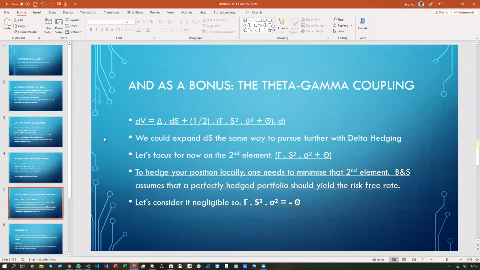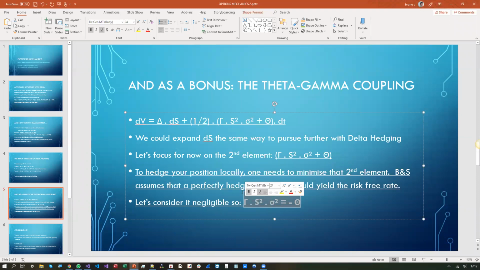So this is what it is. I just repeat the same formula. For delta hedging, we need to actually reduce or eliminate this element. So the actual equivalence is here: gamma S squared, S being the price of the underlying, sigma squared, the IV, equals minus theta. Here we see the true equivalence between gamma and theta.